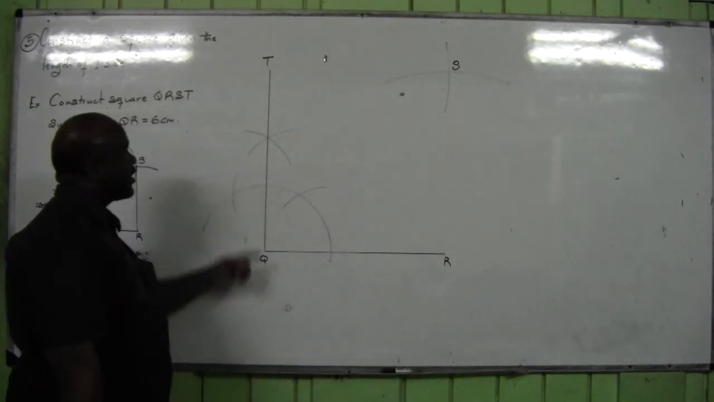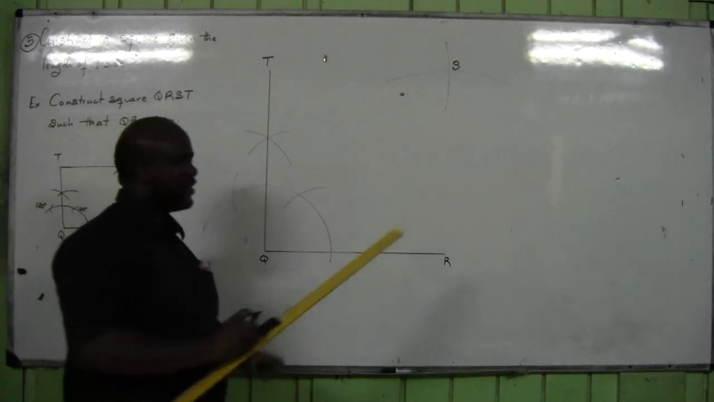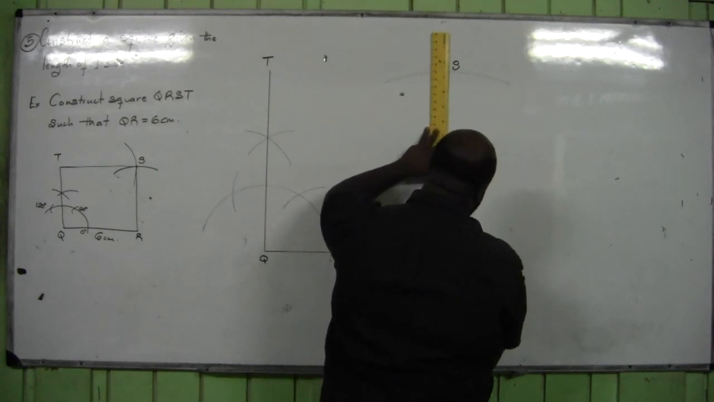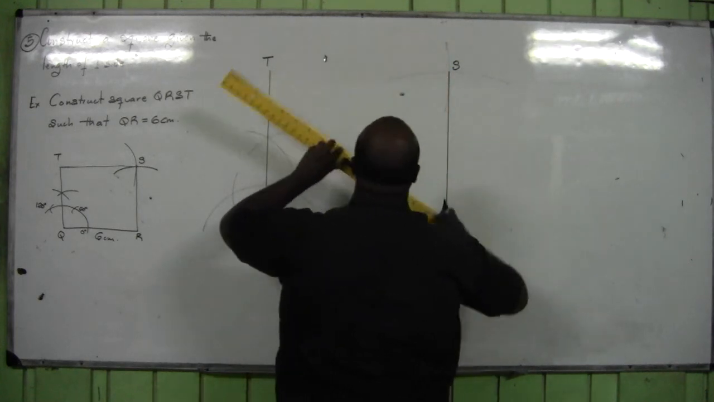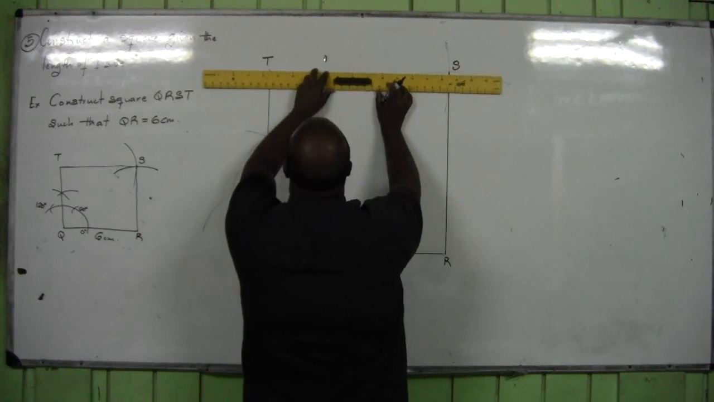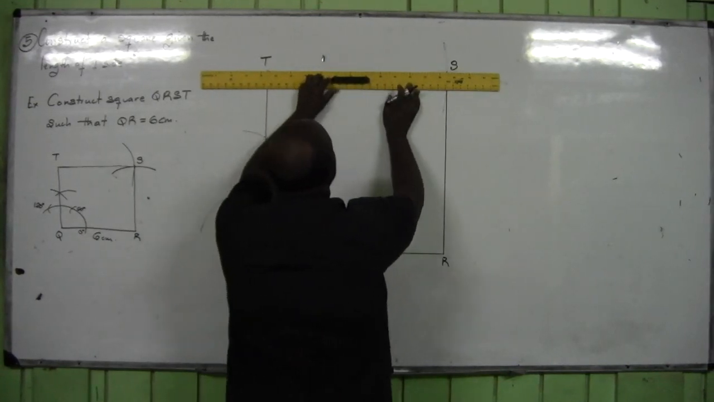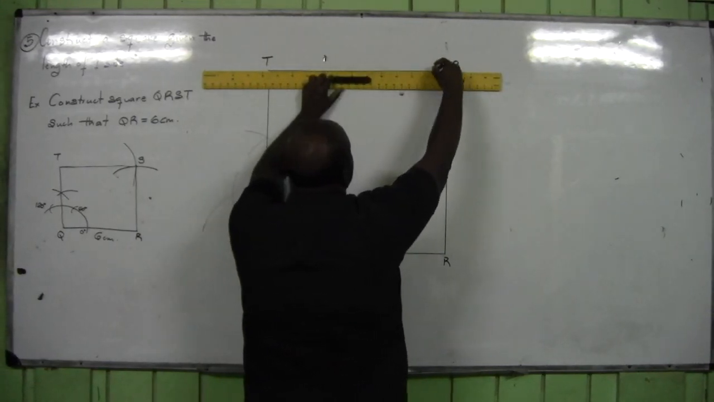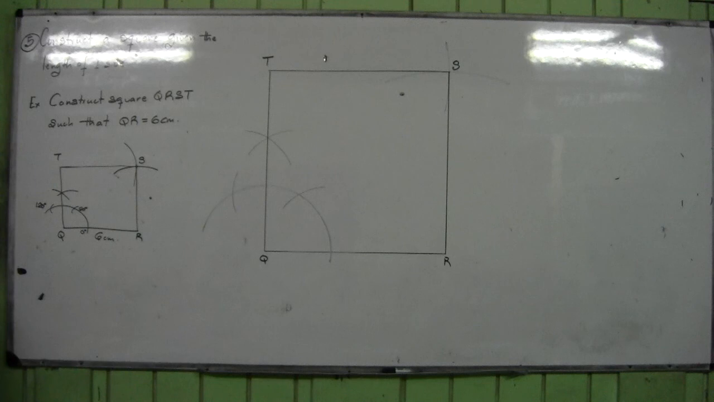So the final step would be to connect T to S and R to S. So R to S. And T to S. Ladies and gentlemen, this is how you construct a square.